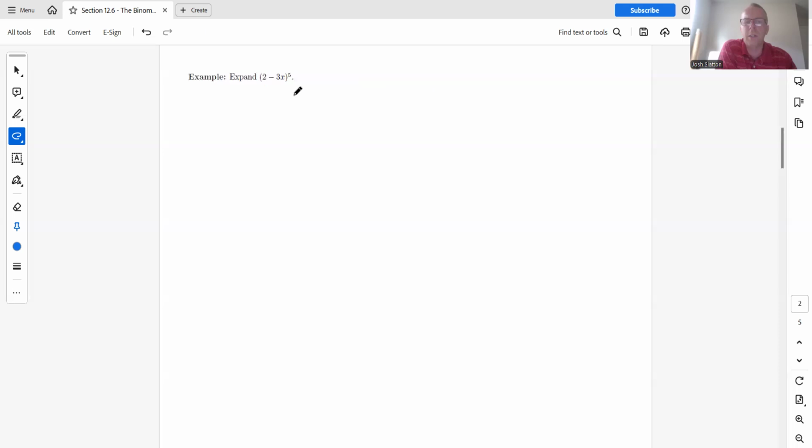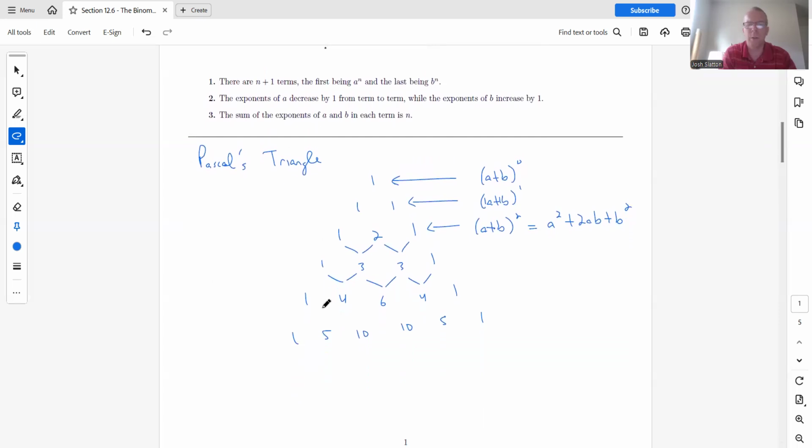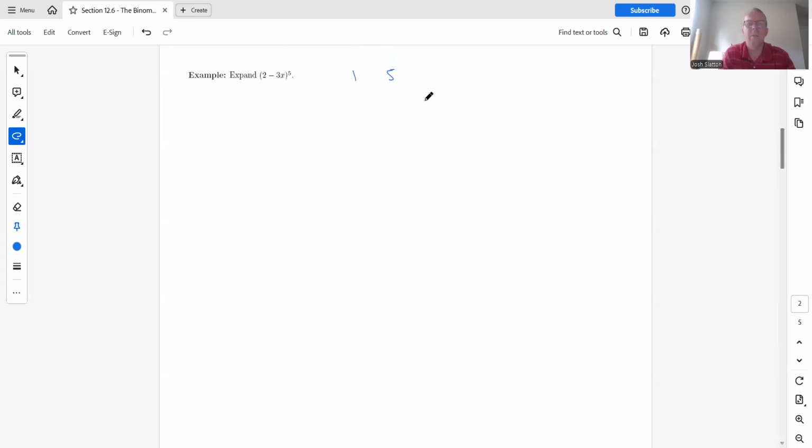And so we are on the 5th power. So you can always find the row, because the first coefficient is always a 1, but this will be the 6th row in the triangle that we just did. And so we're looking at this. This is the row that we need. So 1, 5, 10, 10, 5, 1. So that is our row from Pascal's triangle.